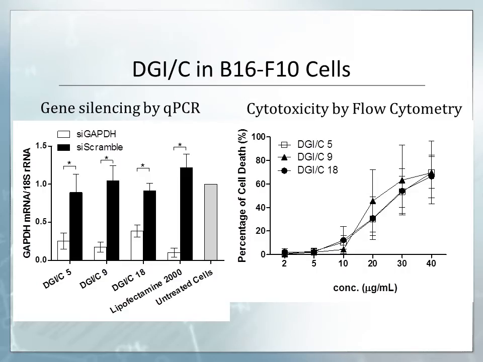This slide shows the DGIC delivering siRNA to B16 cells. You can see that there is significant gene silencing for all of the DGIC with siRNA complexes. Here, DGIC 9 is the best among all 3 in terms of gene silencing. The other figure shows the cytotoxicity of the DGIC. Basically, they are all about the same.